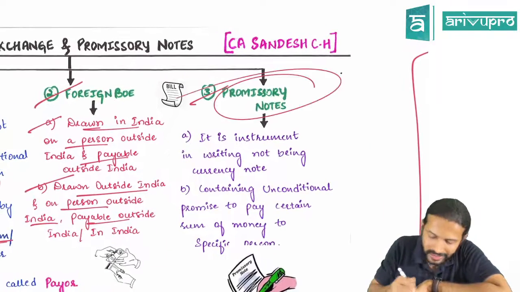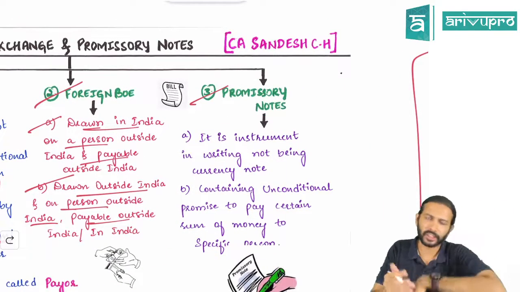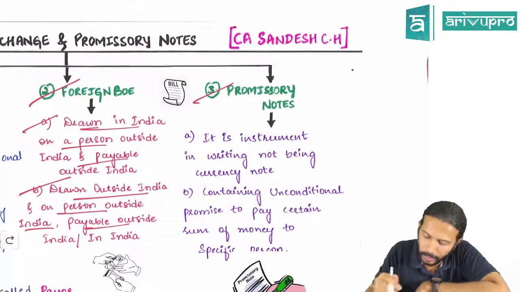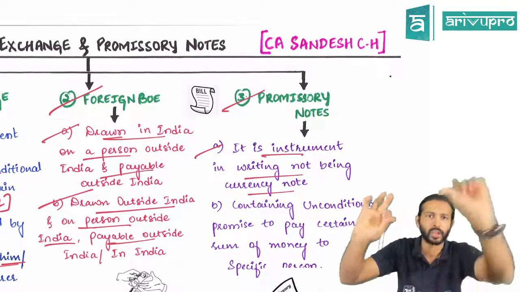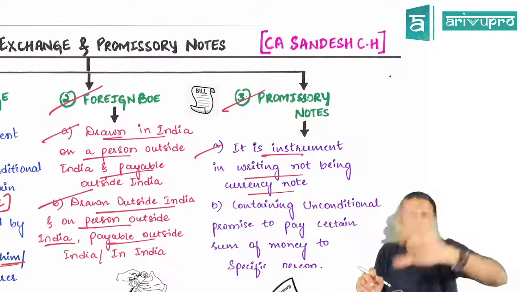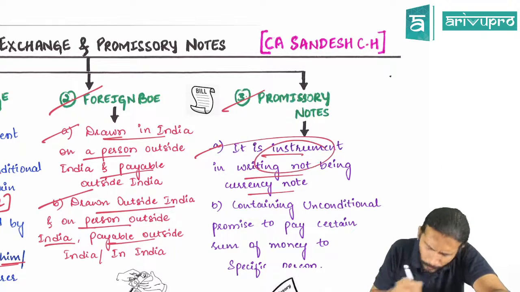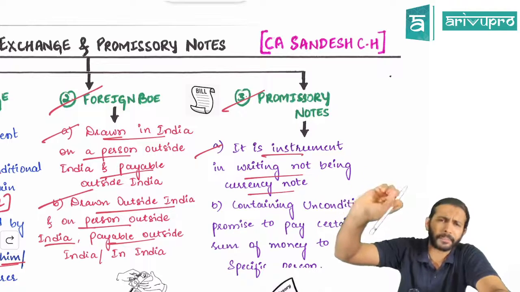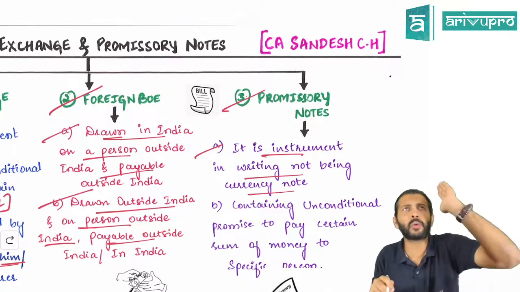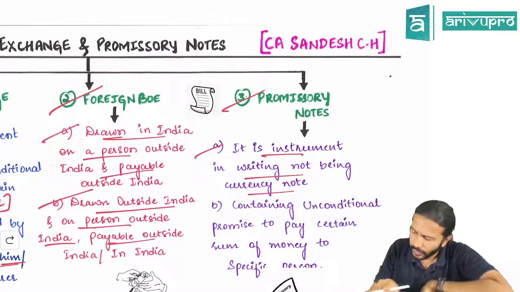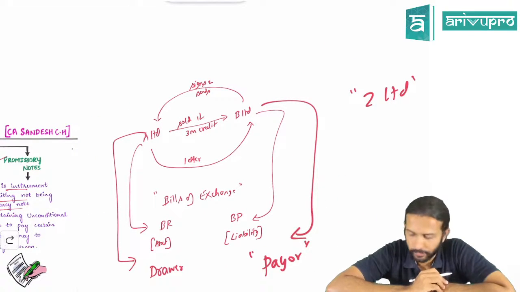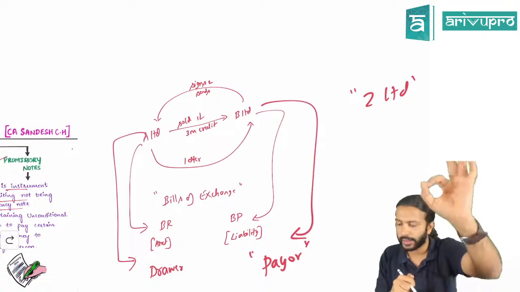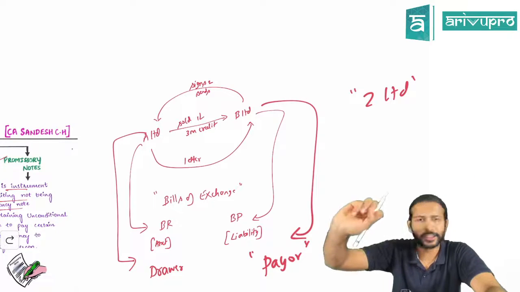Next is promissory note. There is also something known as a promissory note. What does promissory note mean? It's an instrument in writing, not being a currency note. Your Gandhi note is not a promissory note. Even a promissory note is an instrument in writing. But what is the difference between bill of exchange and promissory note? Here, who made the letter, sir? In my example, who made the letter? A Limited. Yes, A Limited drafted that letter.